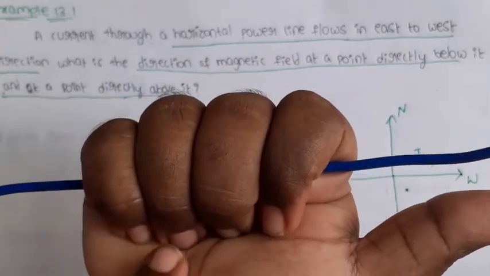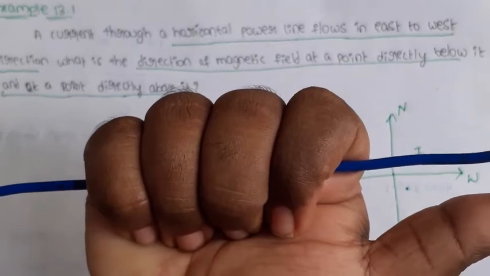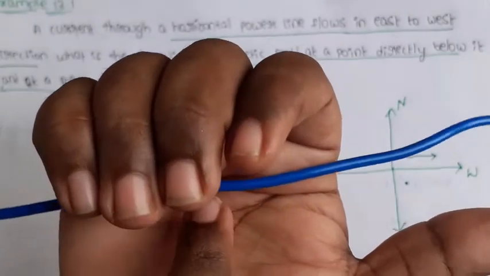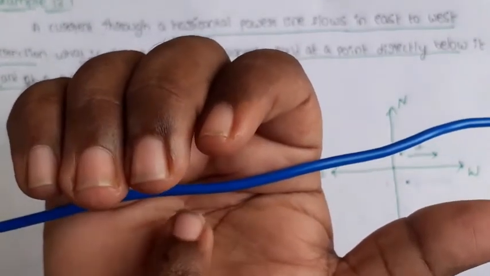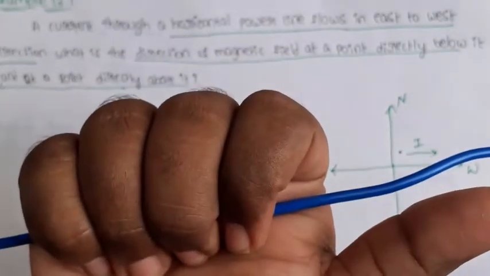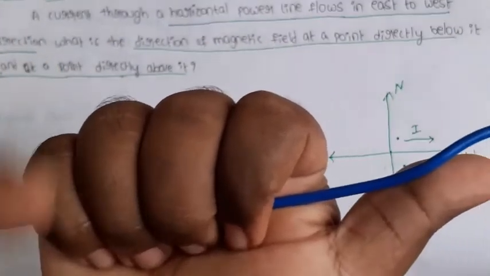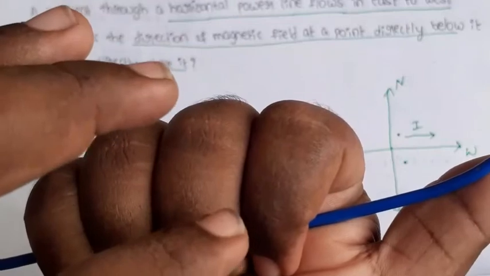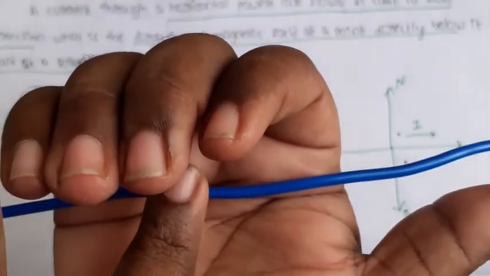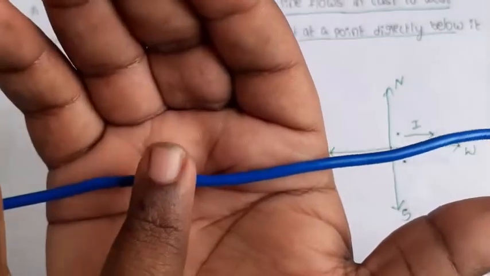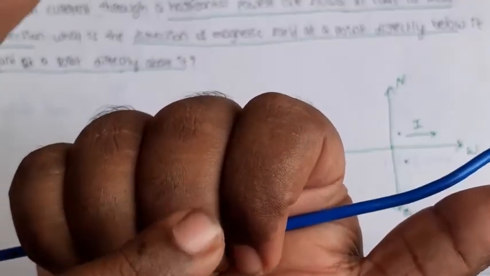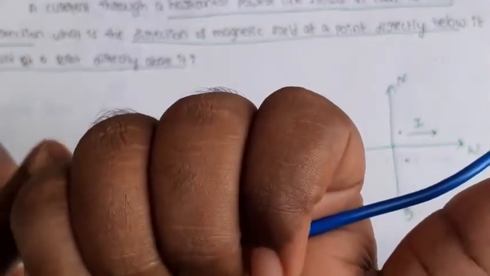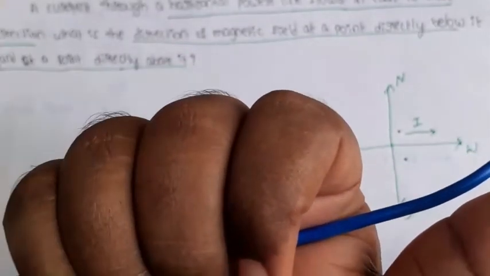Here I am taking below the wire. So here point is below the wire. At this point, below the wire, magnetic field lines are coming from south to north direction. Suppose you take the point above the line, at this point magnetic field lines are north to south direction. Below the point south to north direction, above the point north to south direction.